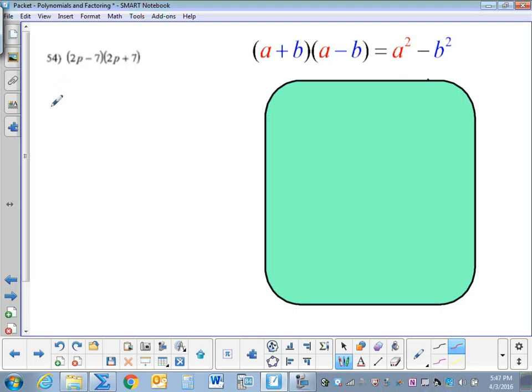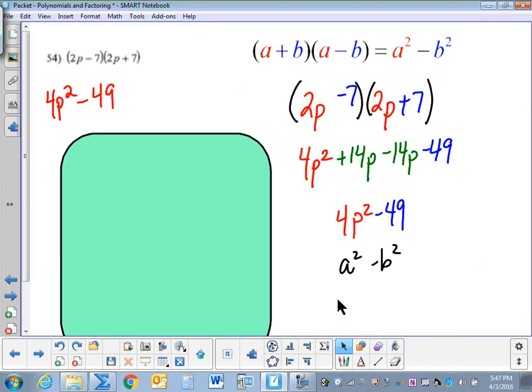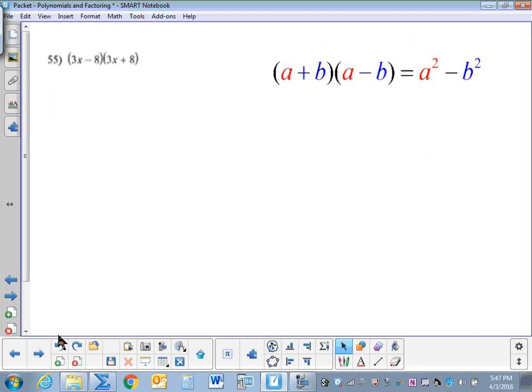So we just square the first term and square the last term. And it's always a minus. And again, if we were to FOIL, you can see the middle term disappears because it's plus and minus. Go ahead and try 55.